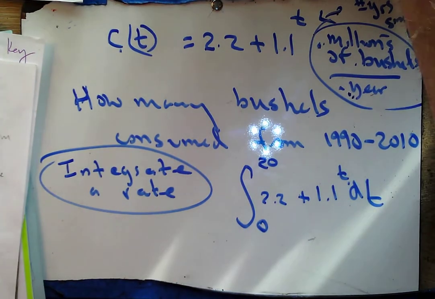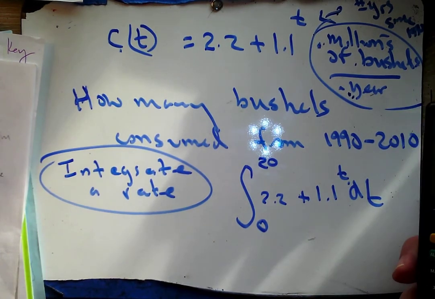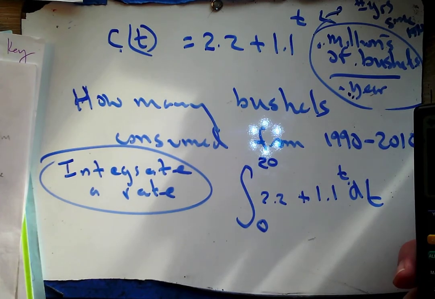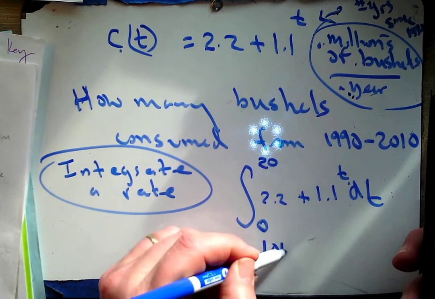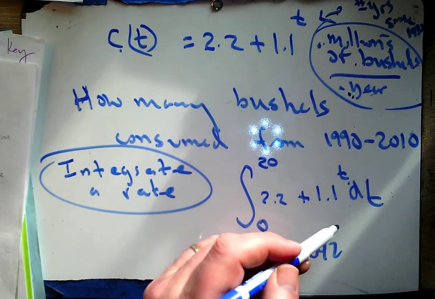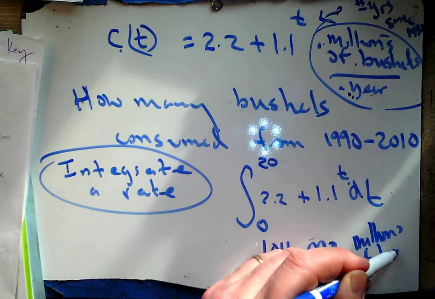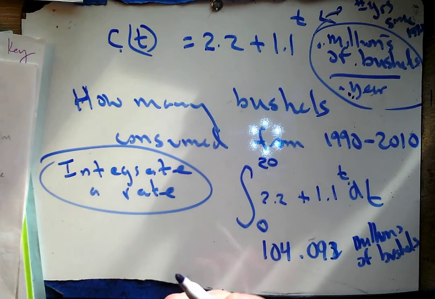Okay, well, I'll pop the calculator. And I'll say integrate, please. 2.2 plus 1.1 raised to the t. And I want to integrate with respect to x from 0 to 20. And I end up with 104.092093. And this is millions of bushels. All right, so 104 million bushels were consumed from 1990 to 2010 in this country.